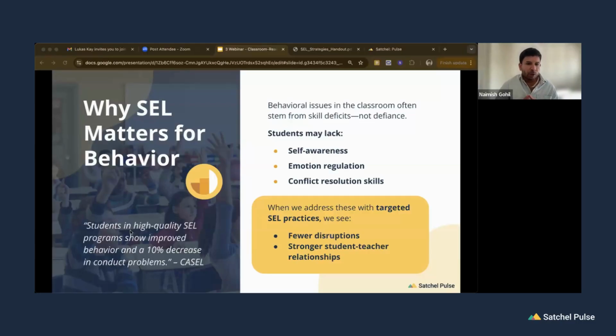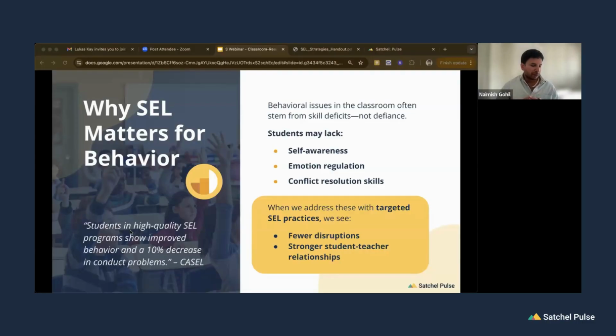So why SEL matters for behavior? We know that behavioral issues in the classroom often stem from skill deficits and not defiance. And I think that's a really key point to share with everyone that's here today and for our wider listeners. I see this often where it's difficult for classroom teachers to connect the dots between the behaviors and the lack of skills that these students have.